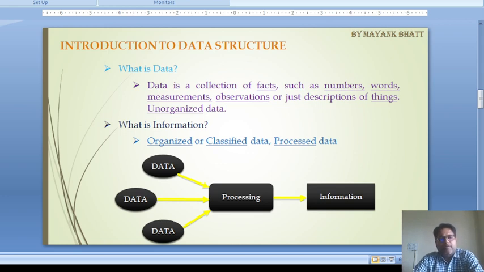Sometimes many people say that data is information, data is a message. But the exact meaning of information is that we have data, the data will be processed, and after the processing of this data, we find the information.